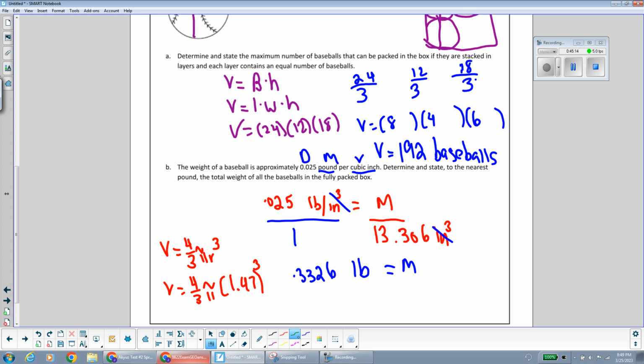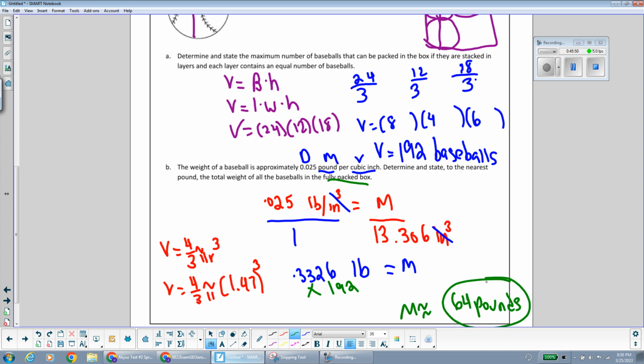But we know in a fully packed box from part A, we can have 192 baseballs at maximum. So we do need to multiply that by 192. And that gives us the mass of the fully packed box. And it does say to the nearest pound. I got 63.8 on my calculator. So that is approximately 64 pounds of the fully packed box.